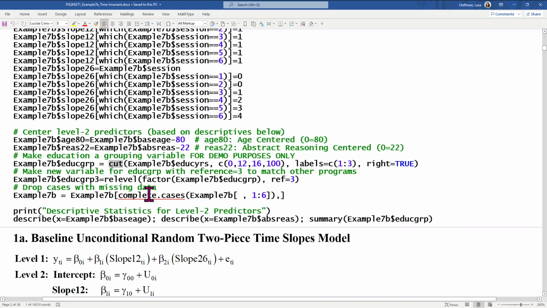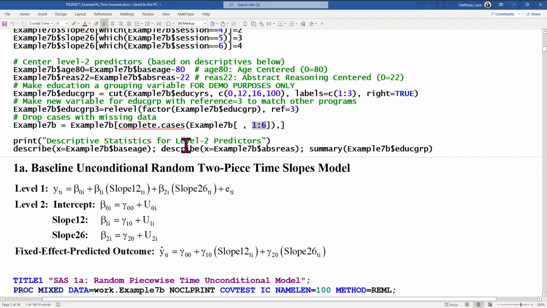I found a function called cut. I'm not sure where I got it from, but it will be inside the online files if I required any additional packages. And that cut up education into the 3 groups that I wanted for demonstration purposes only. To make the output for education match that of the other programs in which the last category is the reference, I used relevel to change it into a new variable where the reference is the last category. And then I did a complete cases function referring to the numbers of the columns as to what I want complete cases across, and dropped cases that are missing anything in those columns. And then finally descriptive statistics.